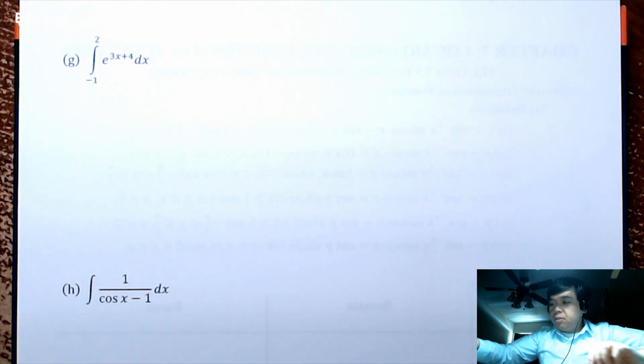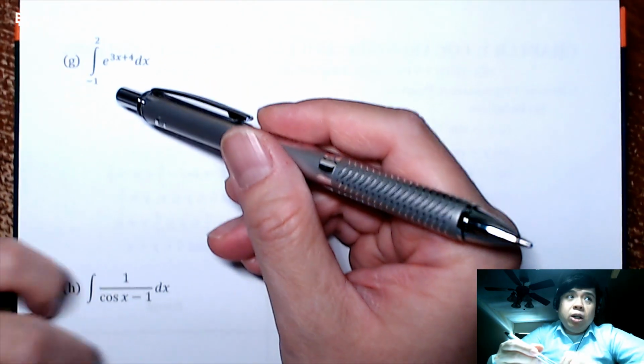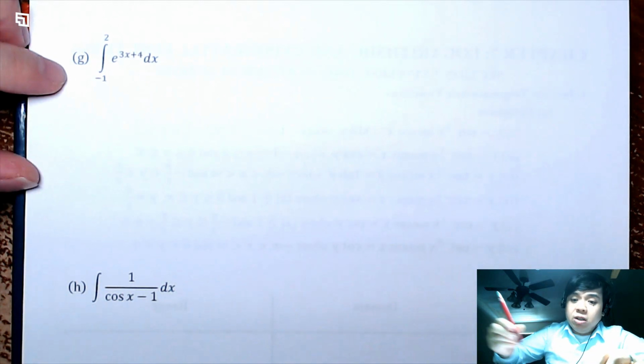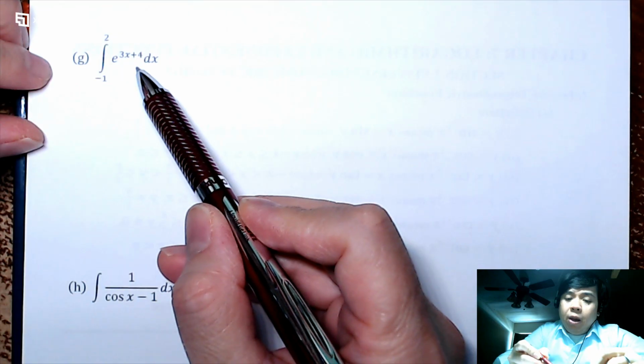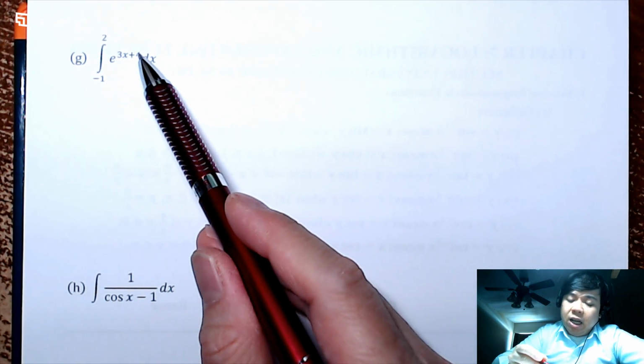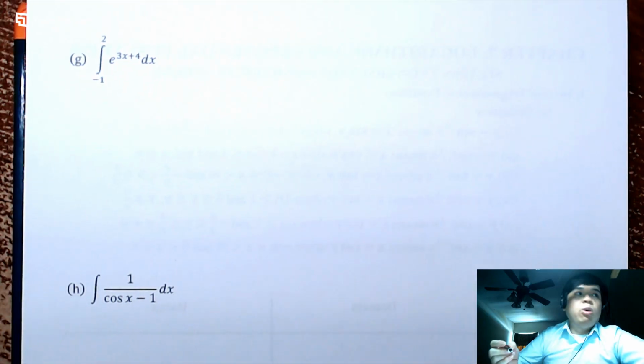Right. So what we've been doing is the substitution rule, and this one's no different. So we should let something equal to u, and in this case we just do x plus 4.